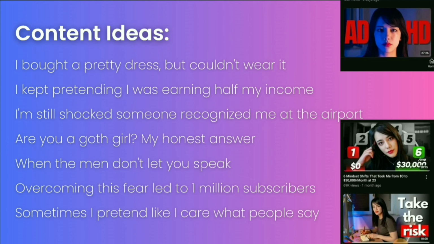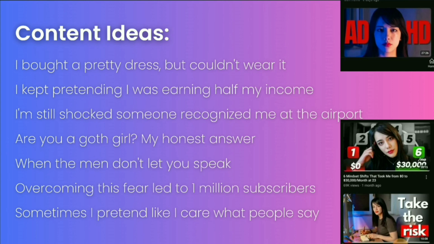Another one is, "When the men don't let you speak." Oh, this is going to perform really well, especially among ladies. Lots of women can relate to that, who have the fear of standing out, and maybe they're in a meeting or in a group. Maybe people are making decisions for them, and because of the fear of standing out, they don't really want to stand out. They don't really want to maybe correct someone publicly. And she can make content about that, and it's going to perform extremely well. And of course, she can also build that into the YouTube growth videos. Overcoming this fear led to 1 million subscribers or something like that.